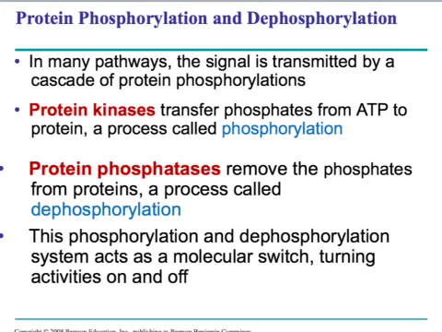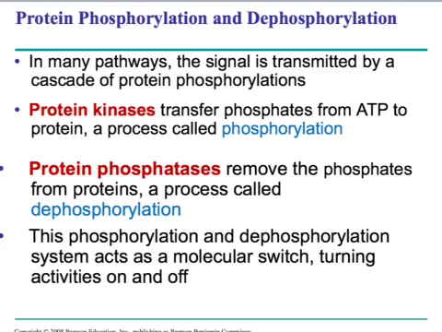Phosphorylation is controlled by an enzyme called a protein kinase. Okay, so again, a protein kinase is an enzyme that is in charge of or coordinates phosphorylation. What phosphorylation is, it's the transfer of a phosphate group from ATP to a protein. So ATP loses a phosphate group. It's becoming ADP.